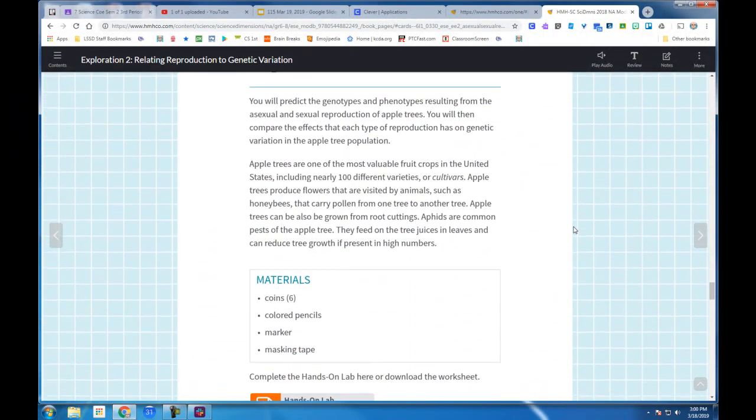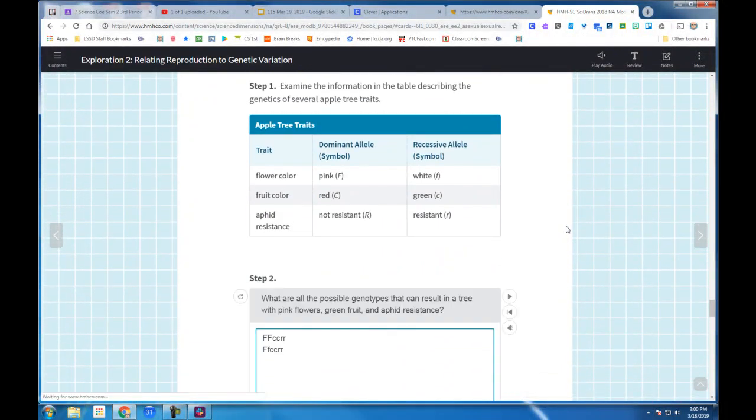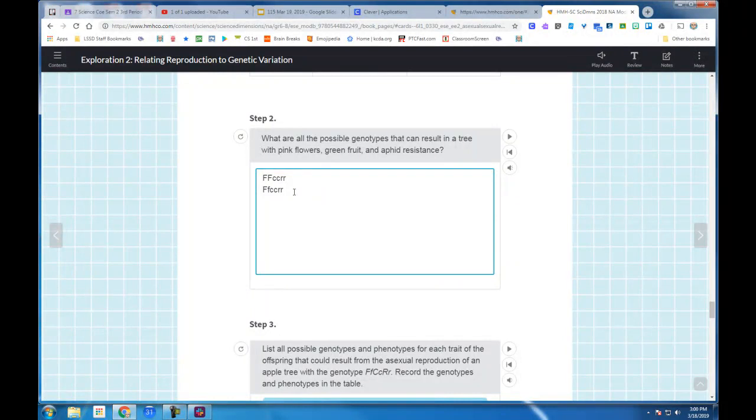Okay. Modeling asexual and sexual reproduction. This is a long lab. We cannot cover all the options, so I just kind of hit some highlights. Step two answers are correct. The only two ways to get there are with the two different ways to get a pink flower.